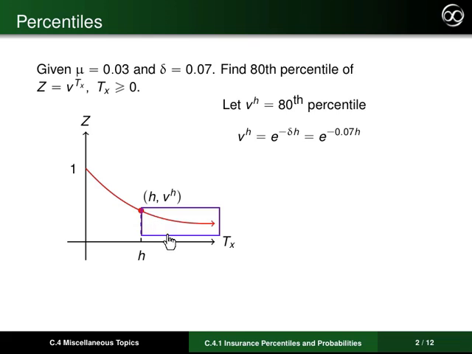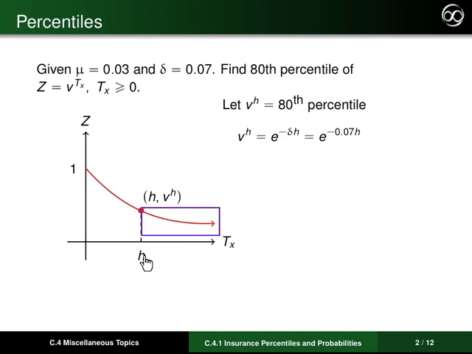So everything in this blue box are values of Z that are less than v to the h, which is my 80th percentile. So that means I must take on these values 80% of the time. How do I take on these values? Well, I take on these values if my x values, and remember x is T_x, if T_x is greater than h. Or in other words, if the future lifetime of somebody age x is greater than h.